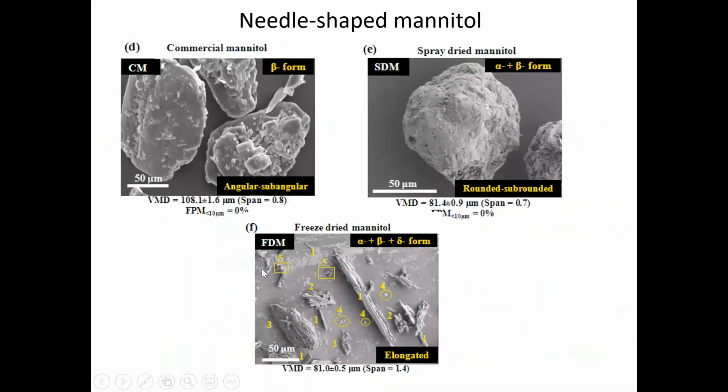But the problem with mannitol, commercial mannitol, is the deposition performance is poor. So what we're going to do, we have to modify it. So this is commercial mannitol. You will see that it is a roughly irregular shape. This is spray-dried mannitol, a round shape, and these are needle-shaped particles. We used a freeze-drying technique to produce elongated particles.